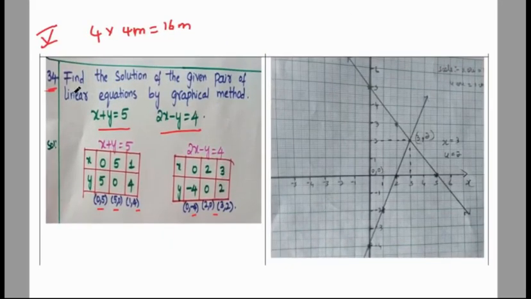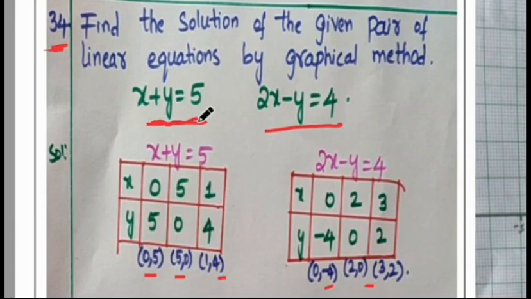We'll discuss fifth section now. Fifth section contains four questions. Each question carries 4 marks. Total 16 marks for this section. 34th question is a graph question. X plus y is equal to 5 and 2x minus y is equal to 4 are pair of linear equations. We have to get the points based on the table like this.